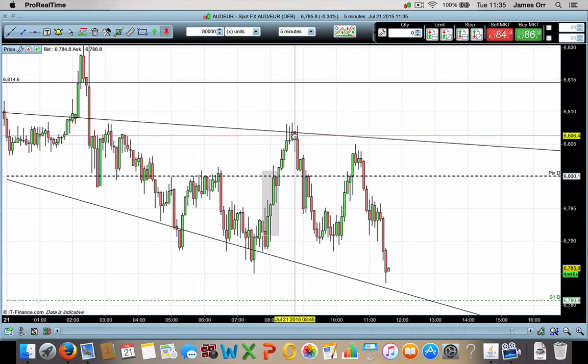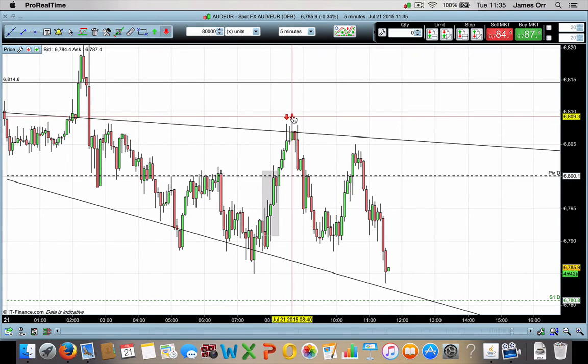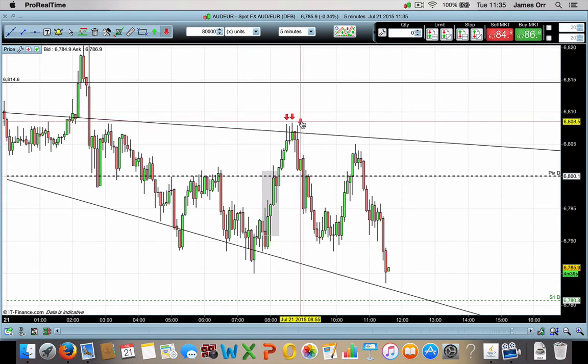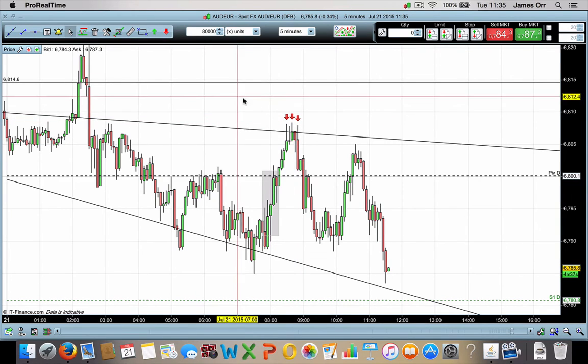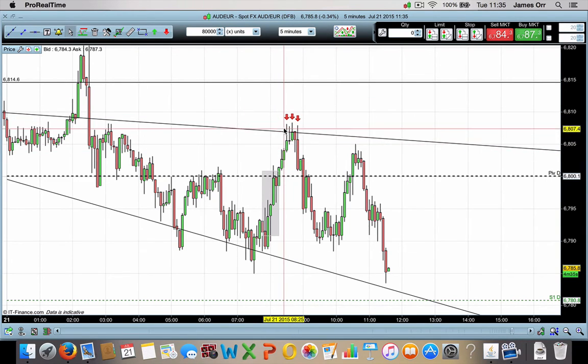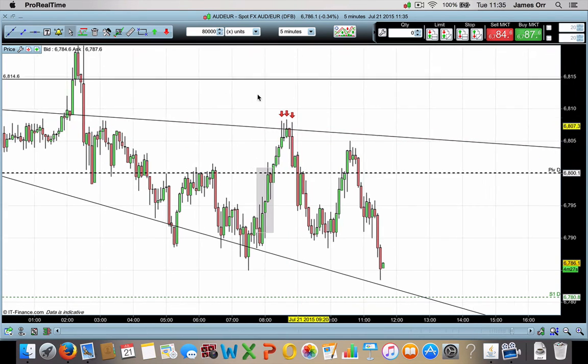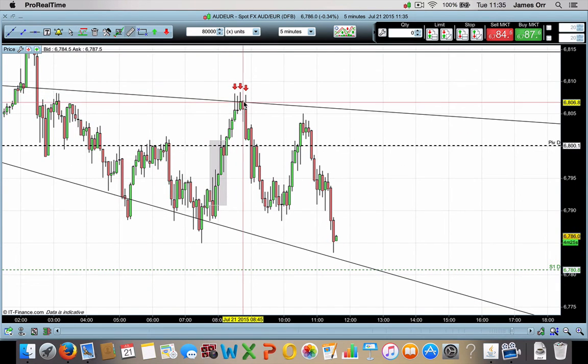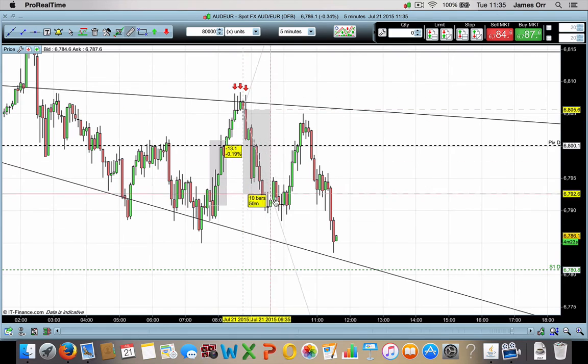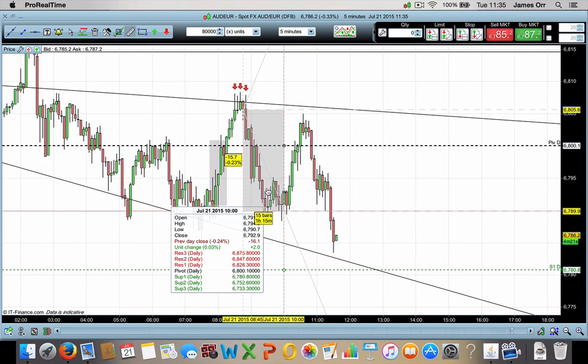Straight away, we get some nice reversal candles. I don't know what better signal you could get. You've got a pin bar, a pin bar, an engulfing candle. This is somewhat of a hammer, and then the market falls away. There you go, 15 points.